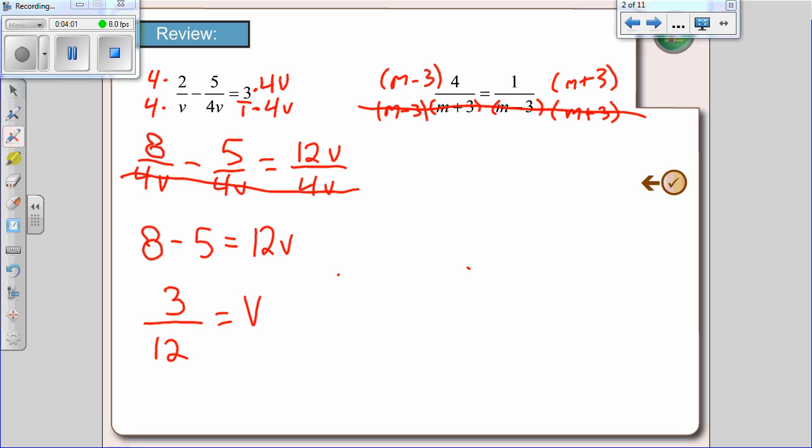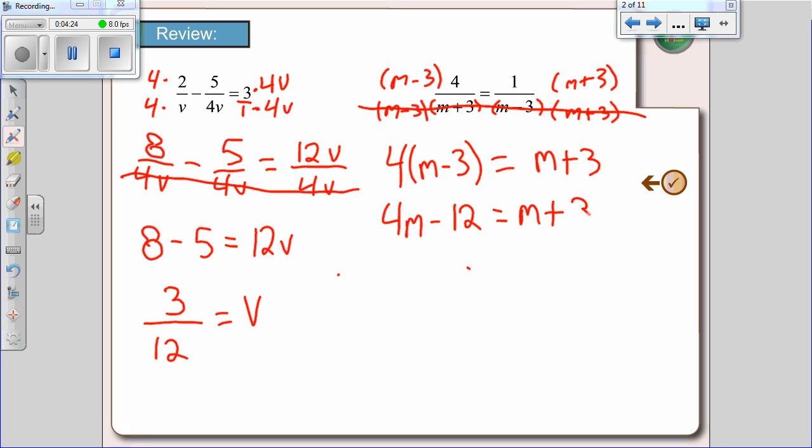I'm left with 4 times n minus 3 equal to m plus 3. 1 times m plus 3 is just m plus 3. You're going to now multiply the 4 through. So it becomes 4m minus 12 equals m plus 3. I want all the m's on one side, everything else on the other. So it's going to be 3m is equal to 15. The m is equal to 5.